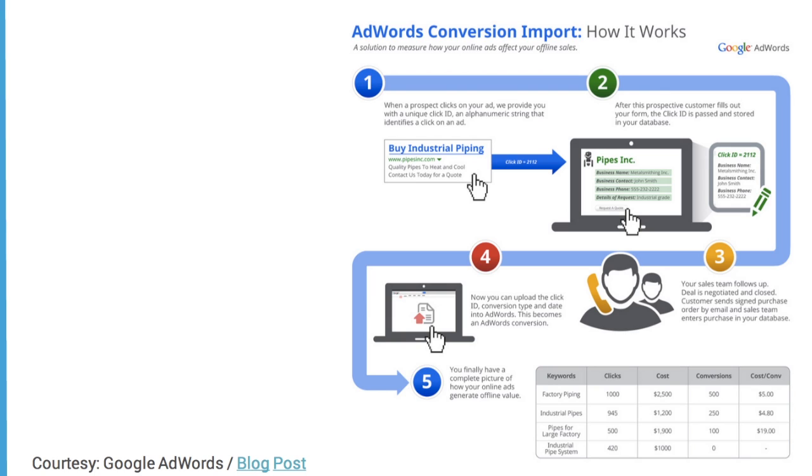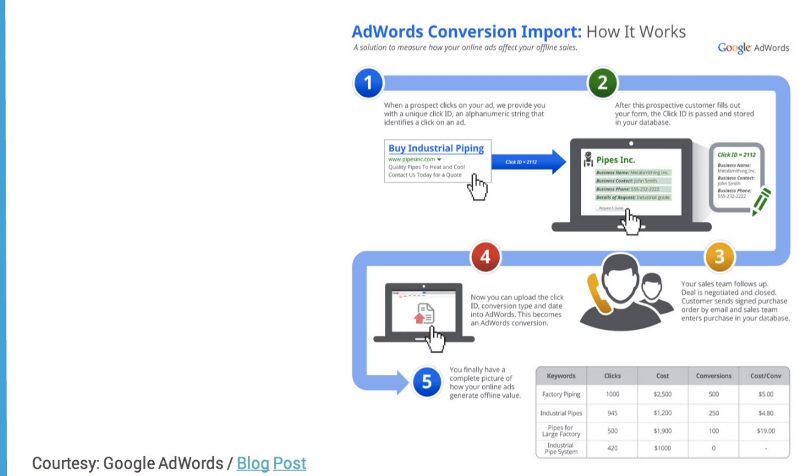So then your awesome sales team is going to follow up with that lead, and when a deal is negotiated, that salesperson is going to enter that purchase into your database. So the problem with this process is that once the customer's information has been put into your database and then it's passed off to your sales team, an offline conversion starts. So how are you going to know which campaign is working the best for you and then giving you the most conversions? This is where CRM comes in.